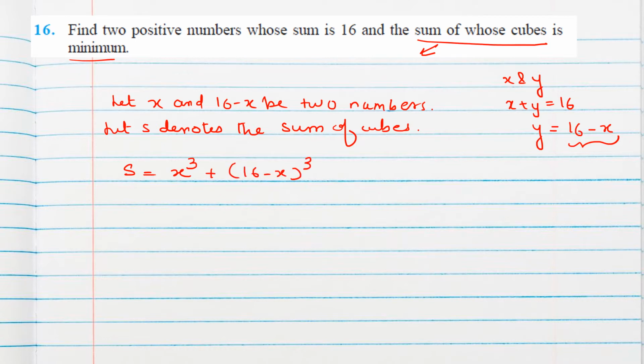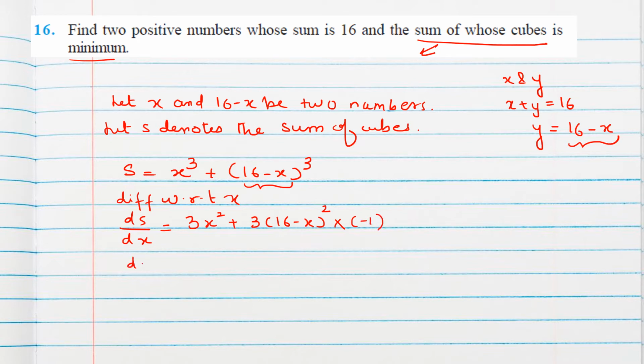So, we will use the second order derivative test. Means first we will find the derivative, then the critical point, then we'll check the sign of the second order derivative. So first of all, differentiate with respect to x. So ds by dx will be 3x square plus 3 times (16 minus x) whole square into the derivative of this, because it is a composite function. So the derivative of 16 is 0, the derivative of minus x is minus 1.